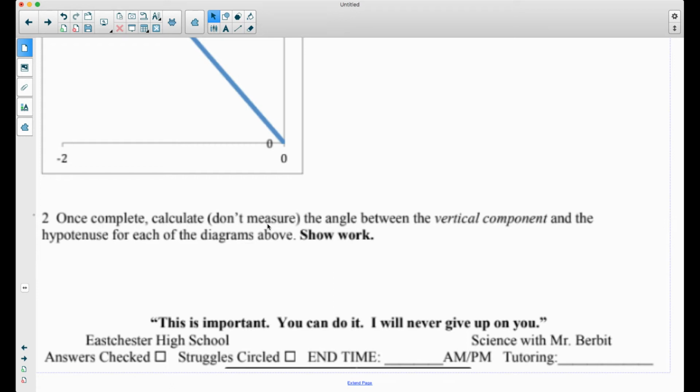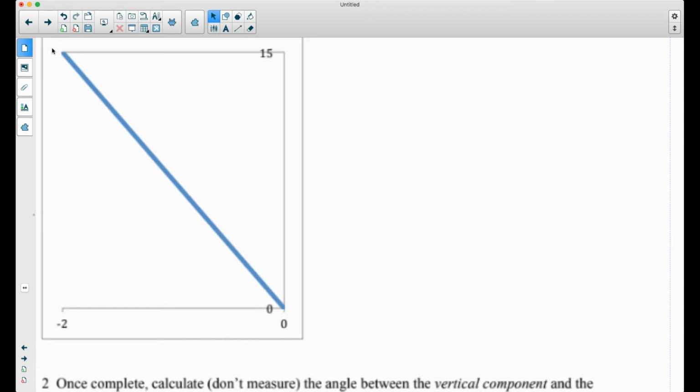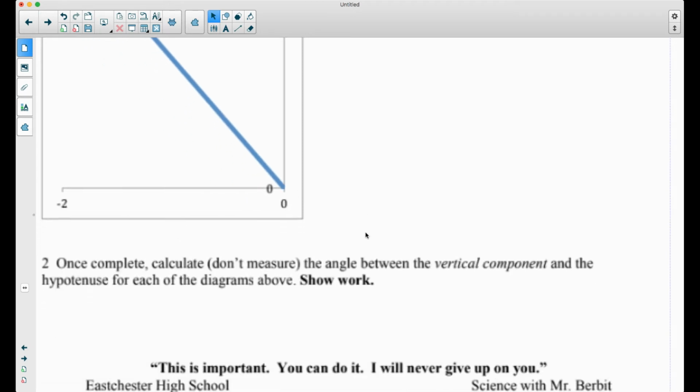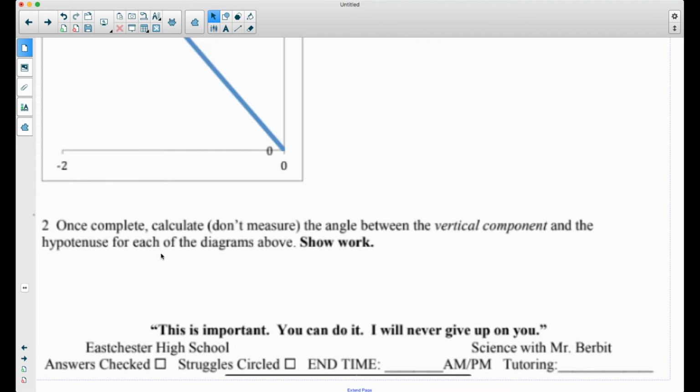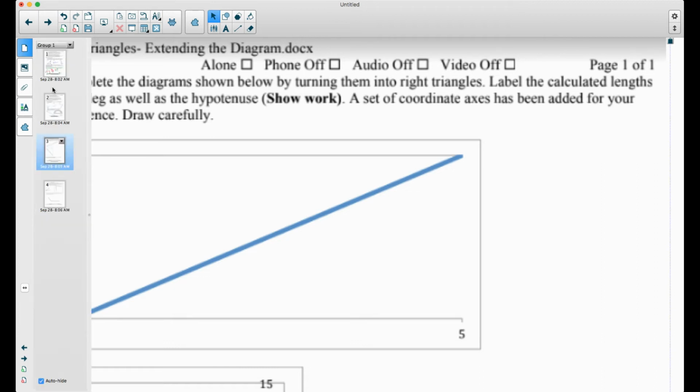calculate, don't measure, don't put a protractor on it, calculate the angle between the vertical component and the hypotenuse. So remember, we name these. We have a horizontal and we have a vertical. So go to the vertical, go to the hypotenuse, find the angle between them using trig. So you're going to do this for each of the diagrams above. That means 2 total calculations. So that's it. That's light work. I'm sure you could finish that during class.